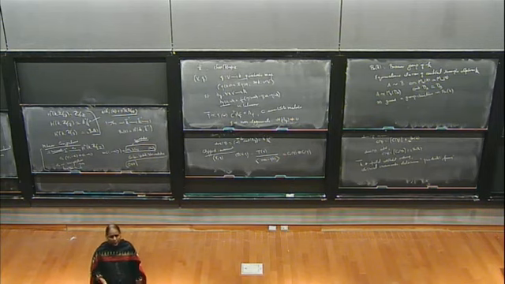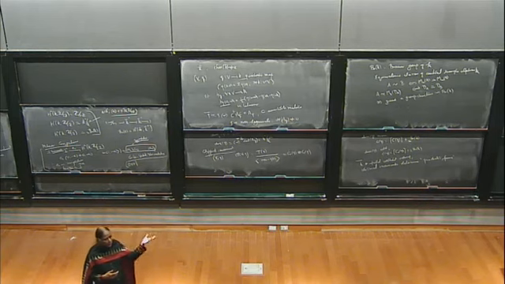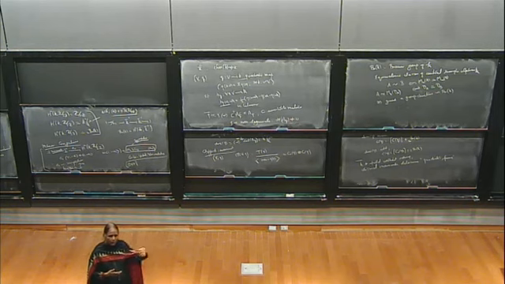And all of class field theory is about, okay, the Brauer group and so on, which in particular gives some kind of hold on the Witt group of number fields and things like that.